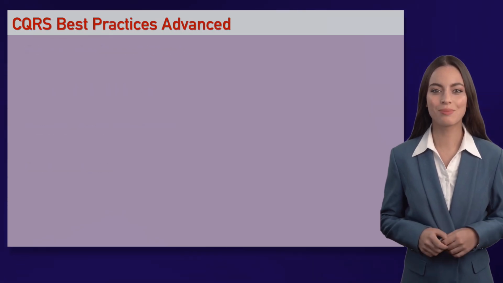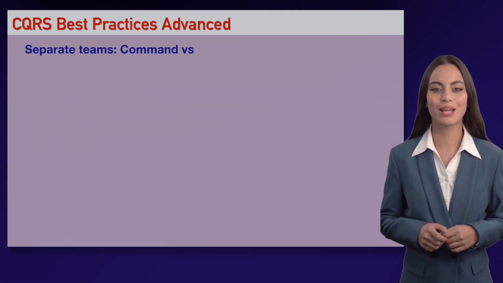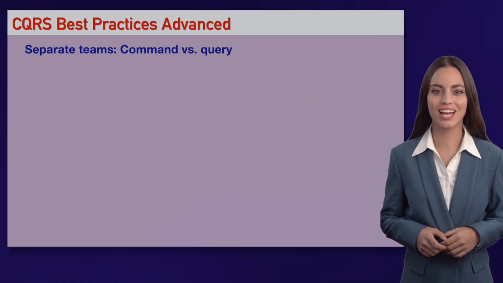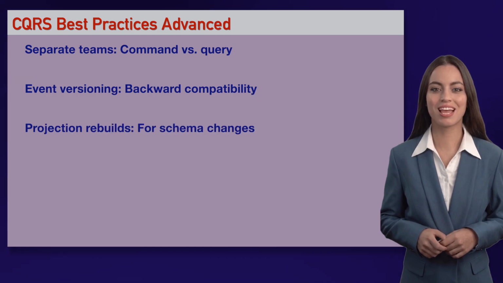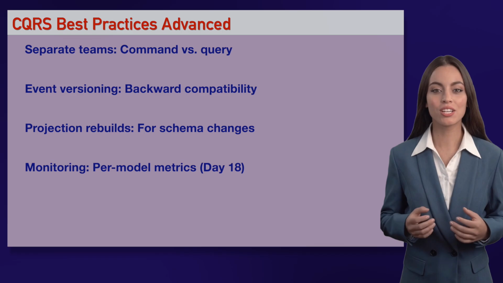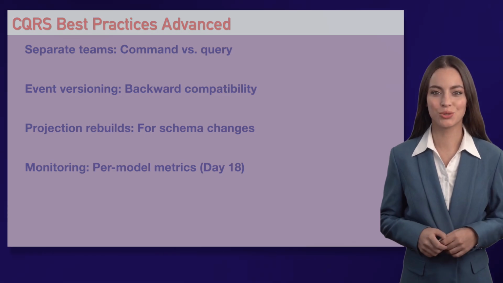Advanced CQRS best practices. Consider separate teams for command and query sides in large systems. Version events for backward compatibility during evolution. Support projection rebuilds for schema changes. Monitor each model separately with Day 18 tools.